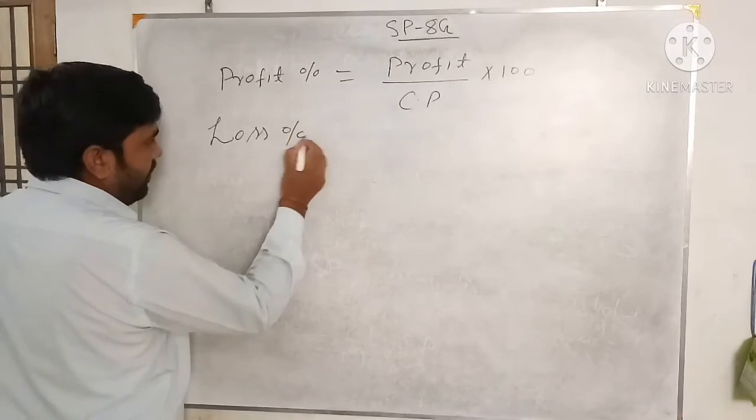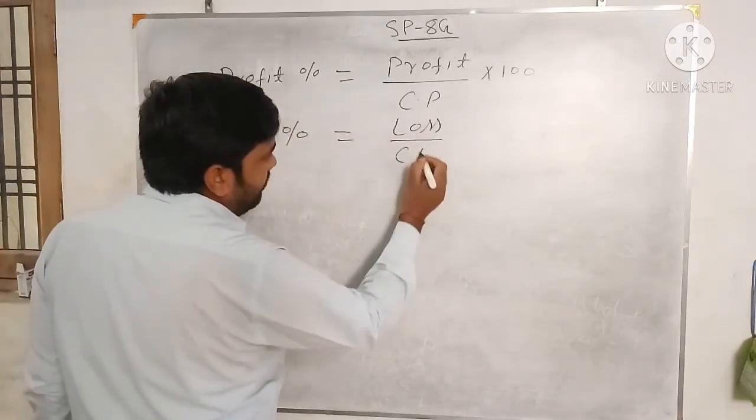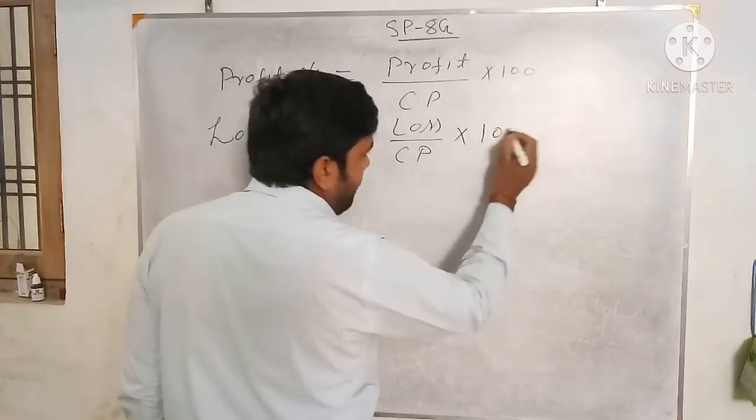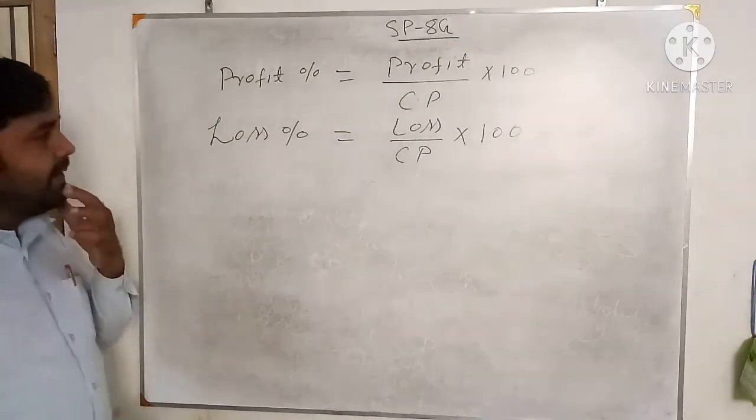Now see, what is the loss percent? That is loss upon CP. Loss percent is equals to loss upon CP into 100. That is the loss percent.